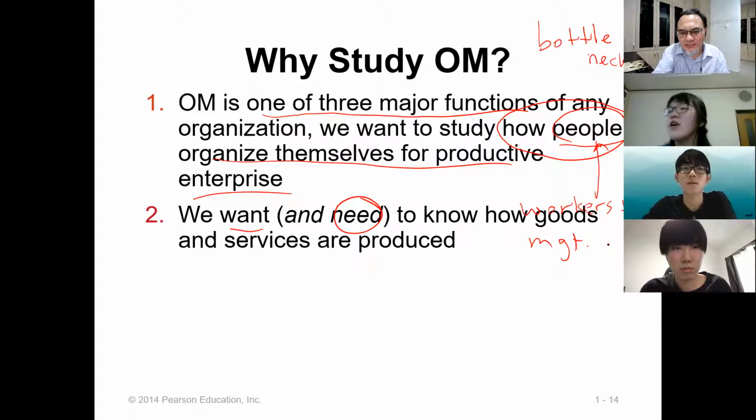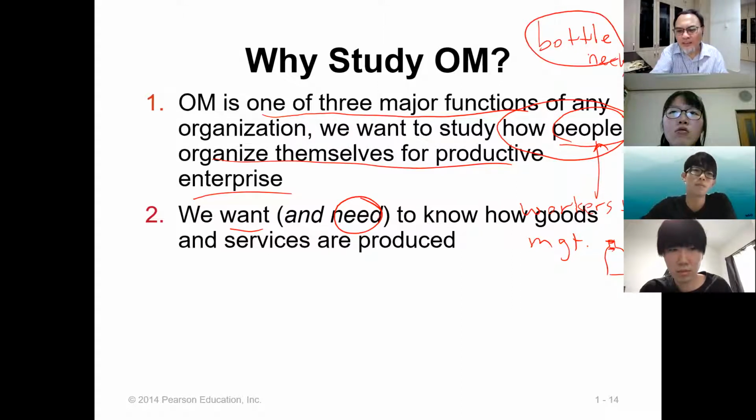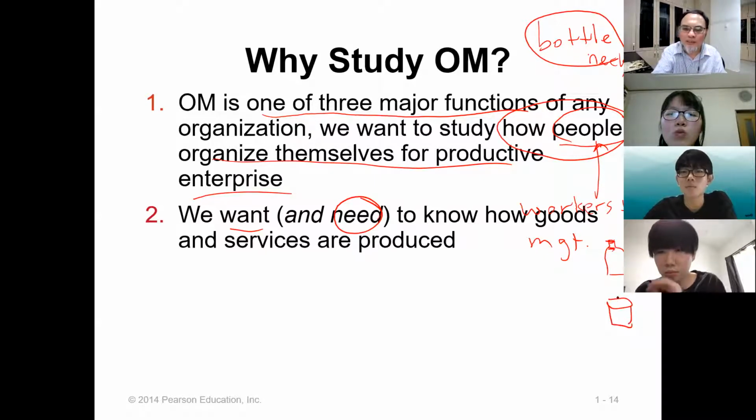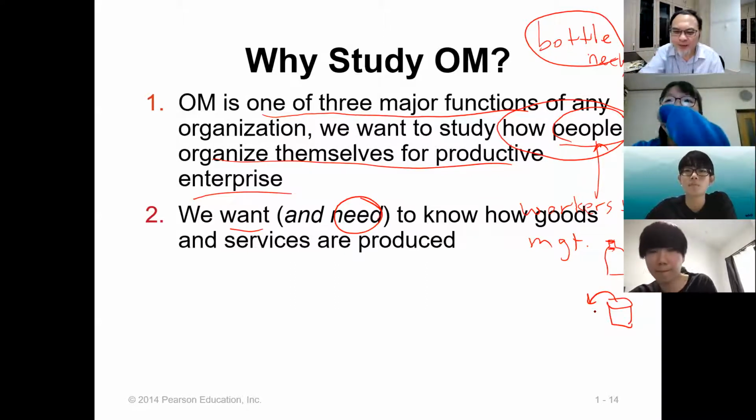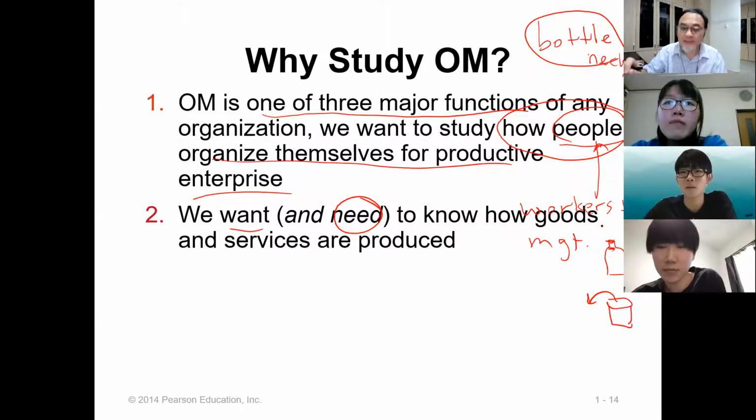If you look at the bottle, why do they put this here? Why does a bottle have this neck? Because if there is no neck, when you pour, everything comes out at once. Therefore, you need a bottleneck for bottles.